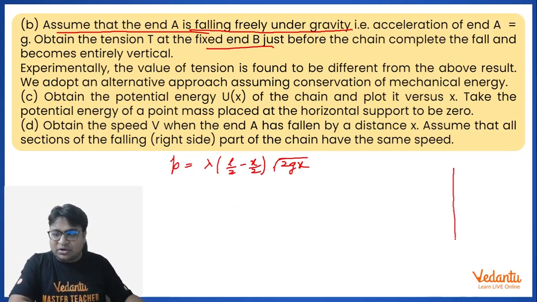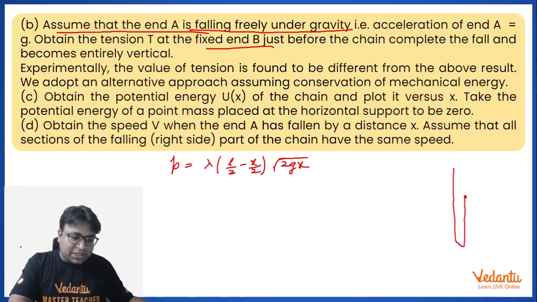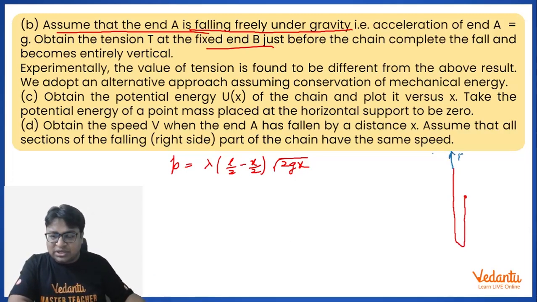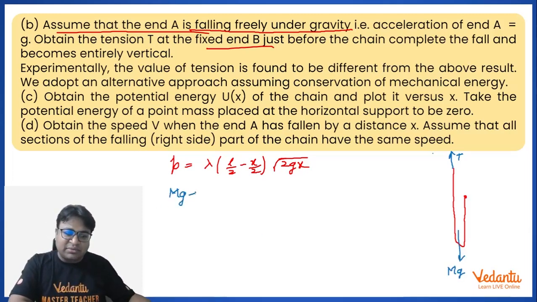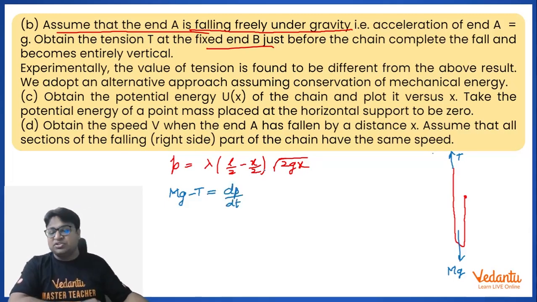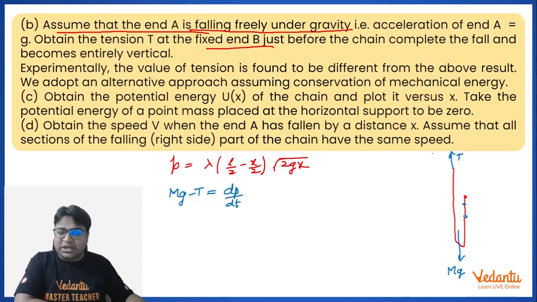I think I can draw the FBD of the falling chain somewhat like this. I can claim that there is a tension T here, and there is mg somewhere here, and I can write this equation: mg minus T equals dp by dt. Remember, this p is assumed to be in the downward direction because all these particles were having a downward speed. All right, so lambda into L, which is the mass, into g minus T is what we seek, equals the time derivative of momentum.